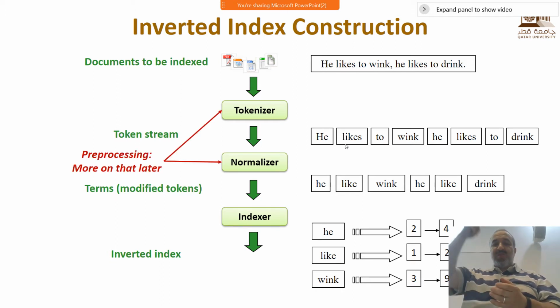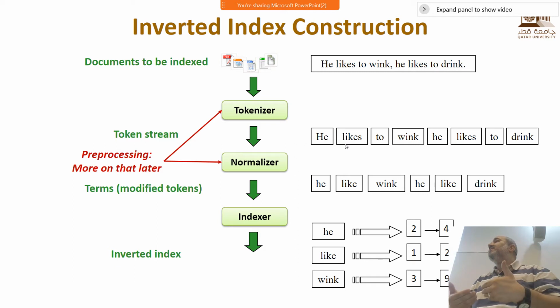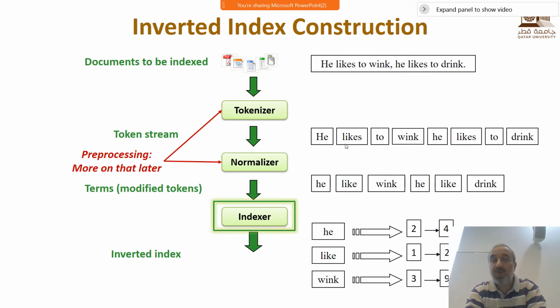Now the first two steps are called pre-processing. This is pre-processing for the document, meaning that we are preparing the documents to be indexed. Now we'll look further into the third step, which is indexing. We'll go through a very simple algorithm to do indexing.